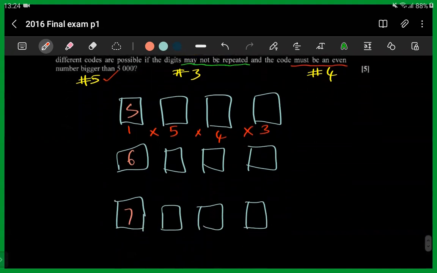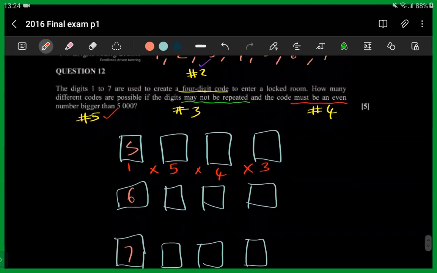So you do the same for the 6 and the 7. Now, when you do the same for the 6, you ask yourself, okay, we want to find out how many numbers start with the 6, right?